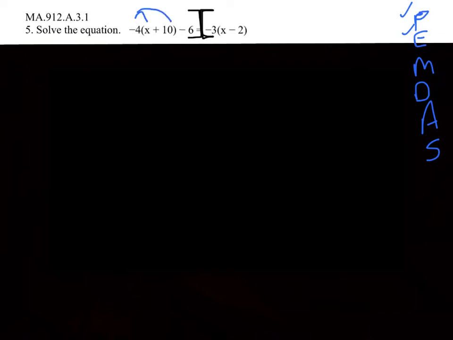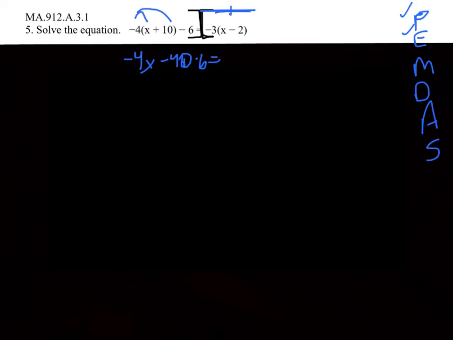A lot of people just like to drop that parentheses off there. You can't do that, boss. It's not allowed. So, -4 times x is -4x. And then 10 times -4 is -40. And then we bring down that -6 and it's hanging out. Now we can go ahead and do the right side of the equation.